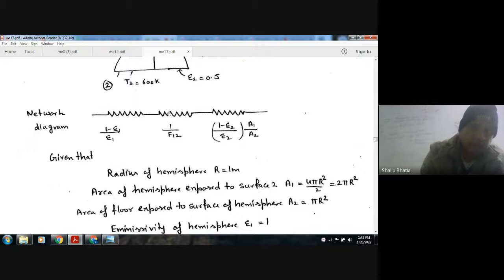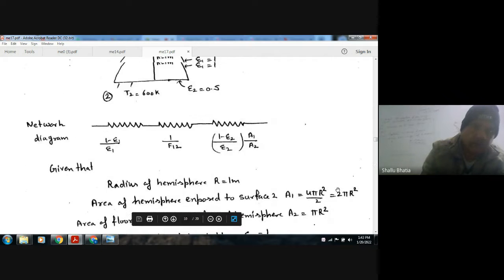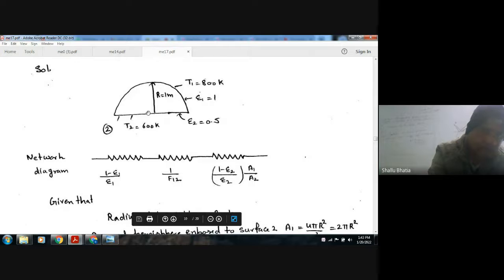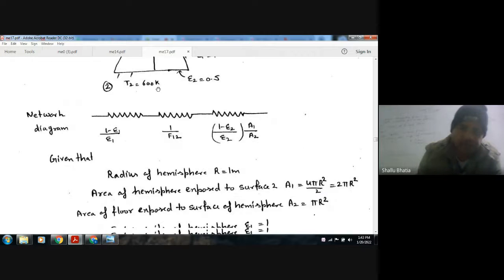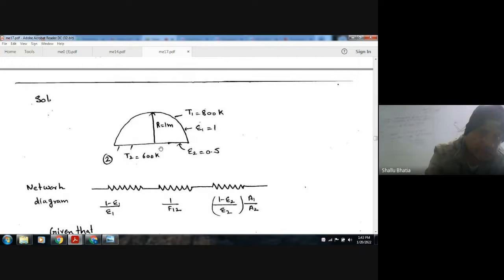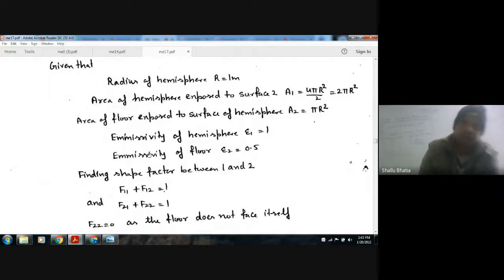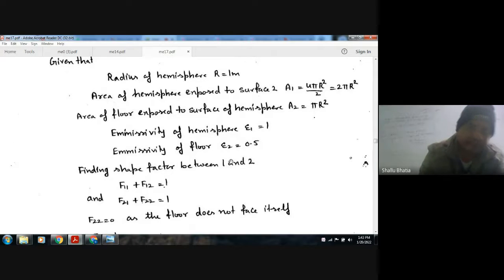Now the radius of the hemisphere is 1 meter. So area A1 is half the area of a sphere, because it is a hemisphere. That is 2 pi r square. And this is the surface of the floor that is exposed to the hemisphere. It will be like a circle, so its area is pi r square. So A2 is pi r square, A1 is 2 pi r square. The emissivity of the hemisphere is 1, emissivity of floor is 0.5. So these data are given.